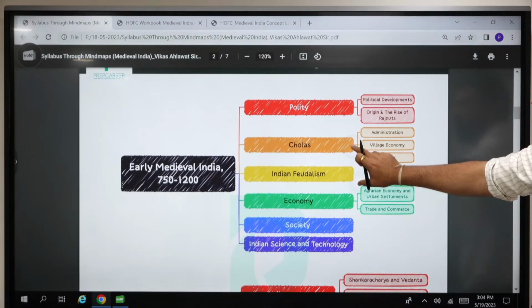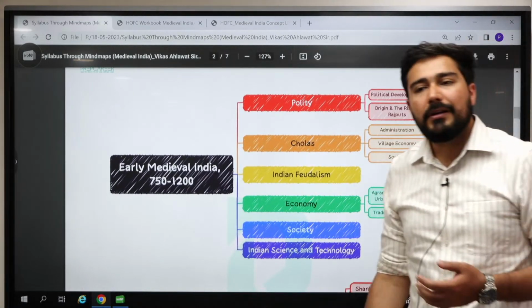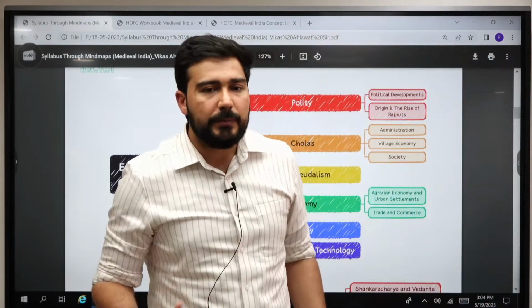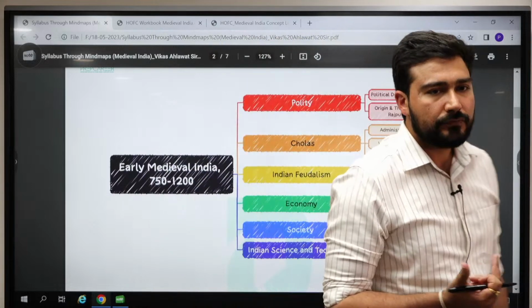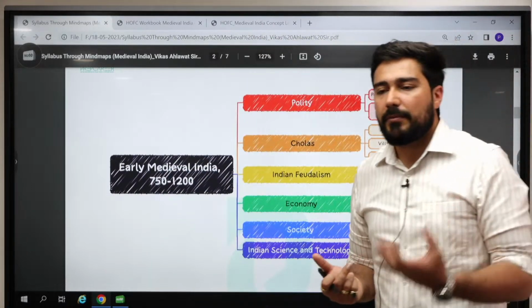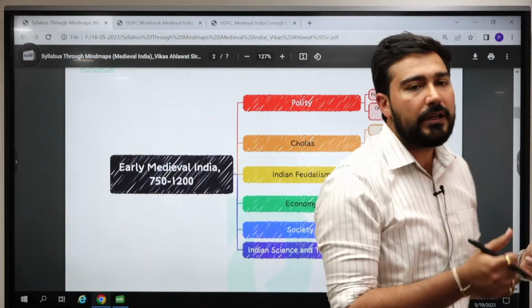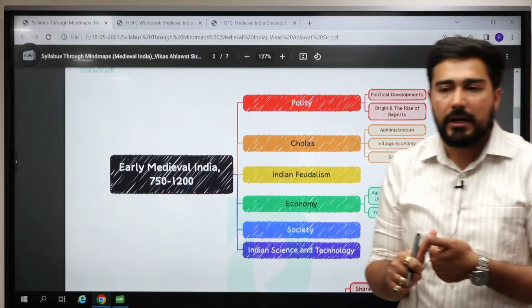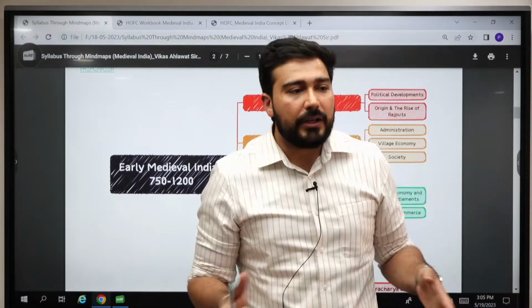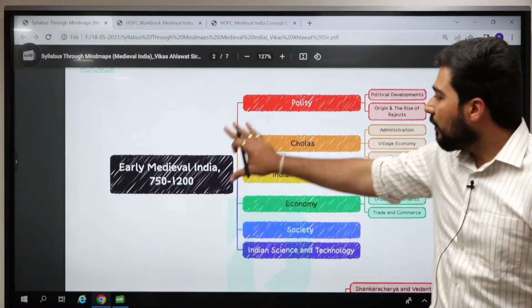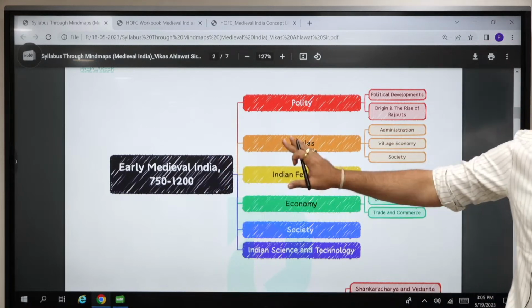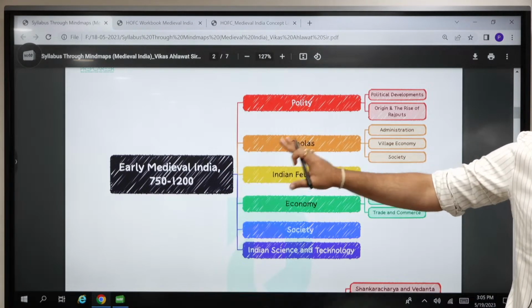So the first topic, early medieval India. We have discussed what is the meaning of early medieval. It is mostly about the system of land grants which developed and it eventually started affecting polity, economy, society, religion as well as art and architecture. So the whole compass was affected. That's why we have come up with the word early medieval India.